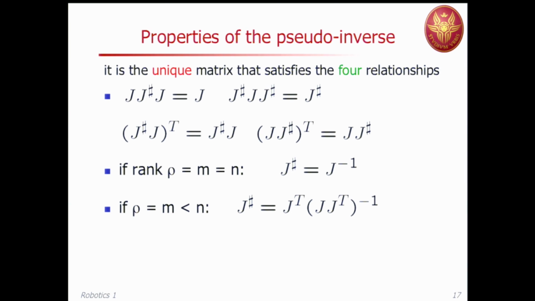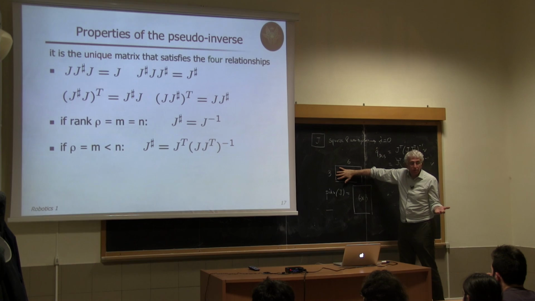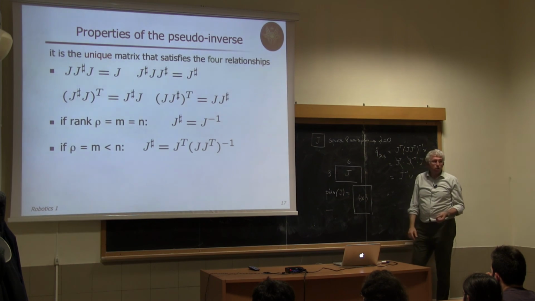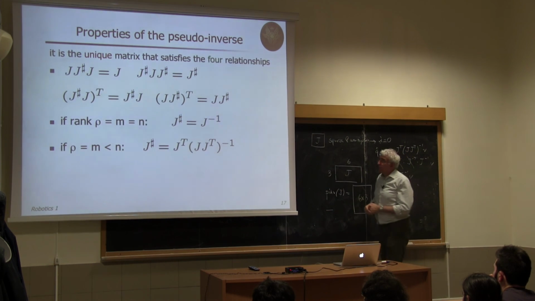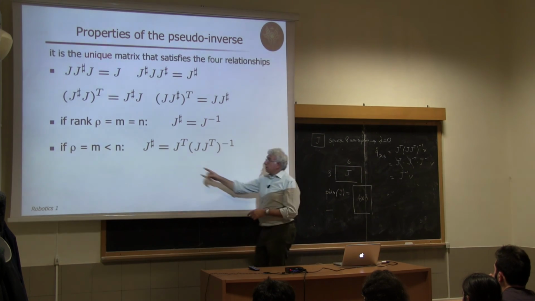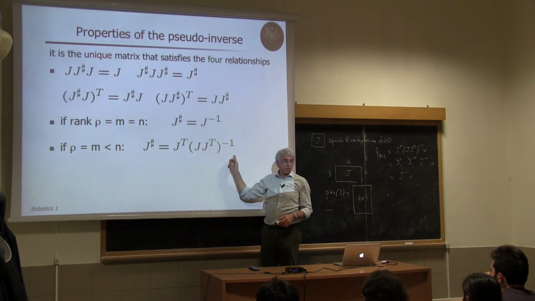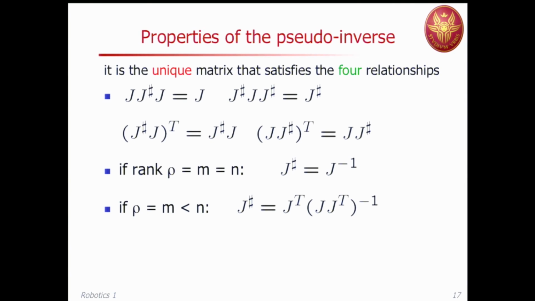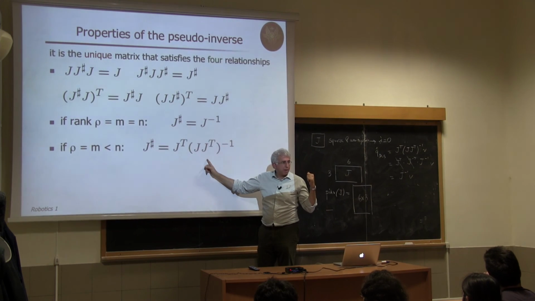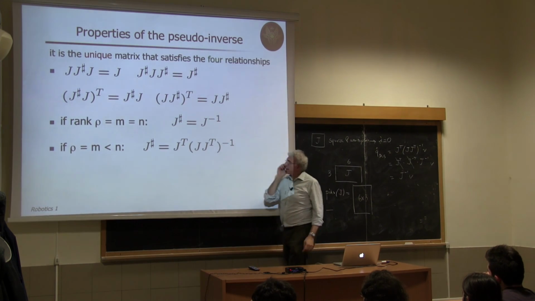Another interesting case is when you have a Jacobian like this one, with fewer rows than columns, but you have full row rank, which is the maximum that you can achieve. The 3 rows are all independent, so this means that you can extract also 3 columns which are independent, possibly in more ways. Then the pseudo-inverse takes this expression, J transpose times J J transpose to the minus 1, which, by the way, is exactly the expression of the damped least square when you put lambda equal to 0. So you see that there is some connection.